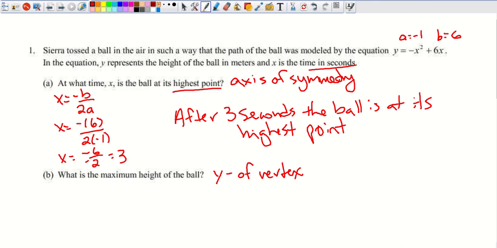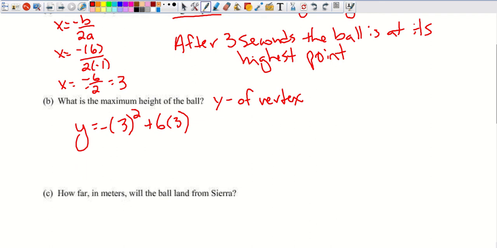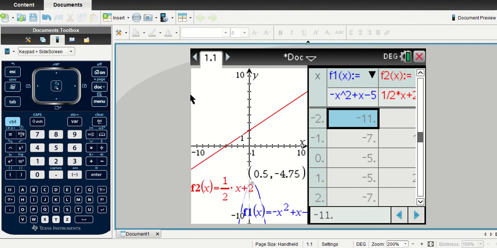Okay, and then we're going to plug into our equation. So y equals negative, parentheses, 3, squared, plus 6 times 3. Now, what we're going to talk about, this is a great example of why we're using parentheses here. So if we use parentheses, let's see the answer we get.